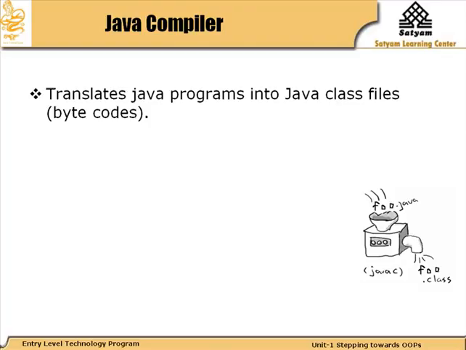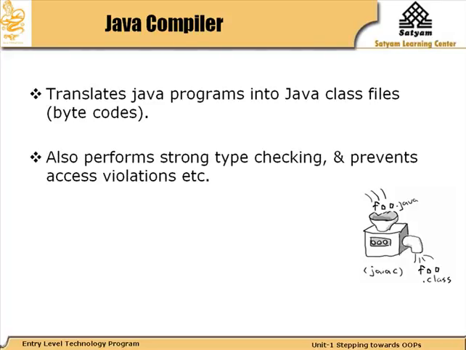Java compiler. The Java compiler translates the Java programs into Java class files, which contain the bytecodes. The Java compiler also performs strong type checking and prevents access violations. What is strong type checking? In languages such as C and C++, you are allowed to assign a value of double or float to an int variable, which could result in a loss of precision. Java compiler does not allow such an assignment.